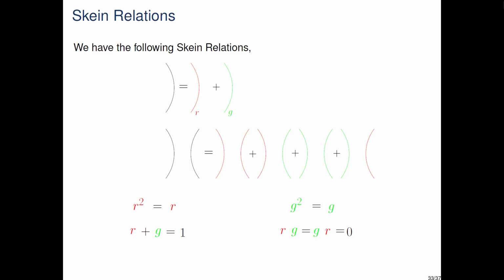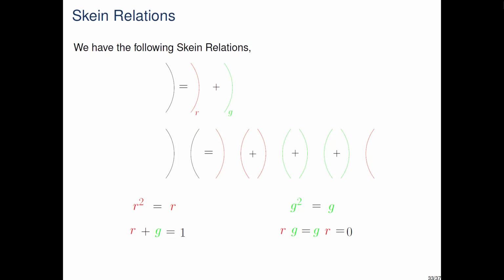So the first one: if you see an uncolored edge, that is going to be the same as a red colored edge plus a green colored edge, because for any edge there are two possible colors you can have, either red or green. Similarly, if I have two parallel uncolored edges, then I will have 4 different colorings: red-red, red-green, green-red, and green-green. Then it's a formal sum.